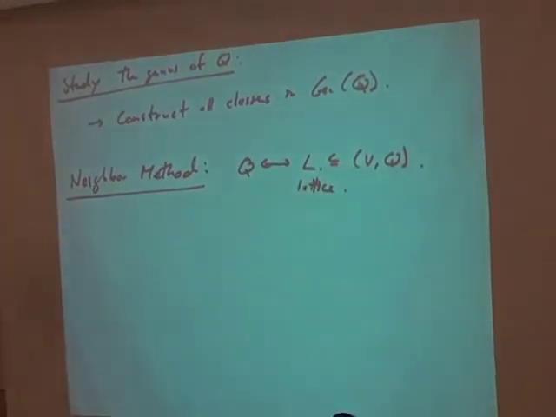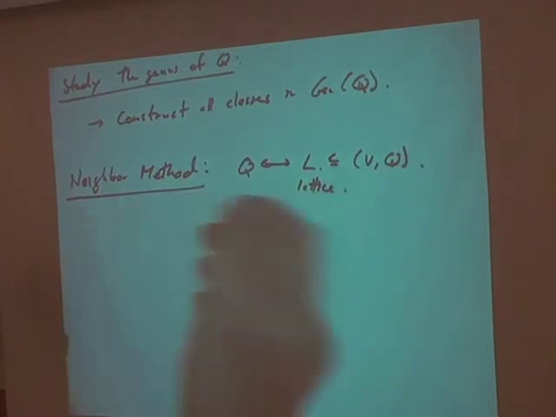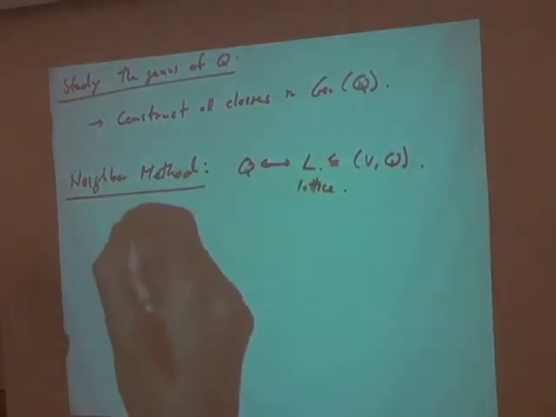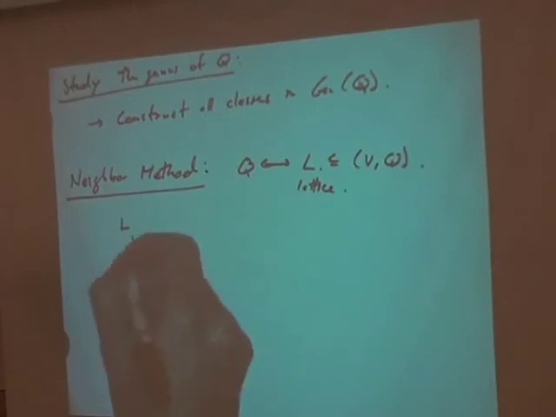And what I'd like to be able to do is to construct another lattice in this vector space, which is isometric to this one locally everywhere. Okay? That's the idea. And so the neighbor method is going to produce this. So you start with L, okay?